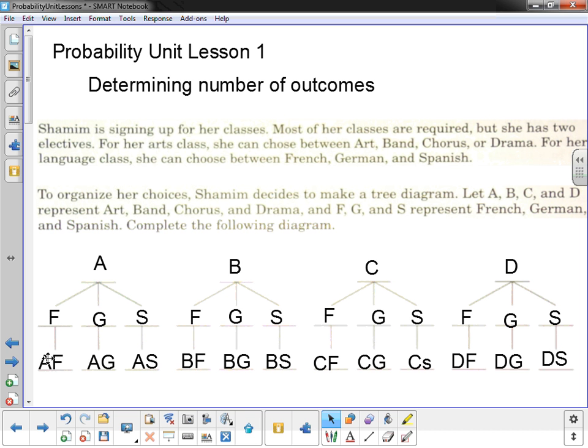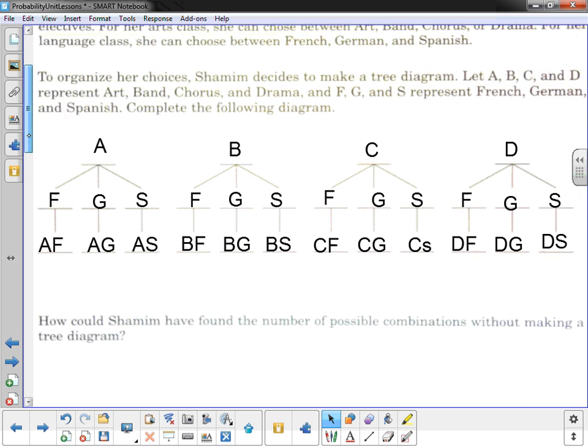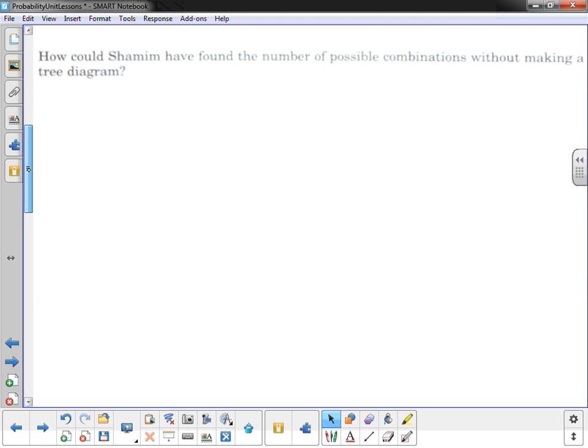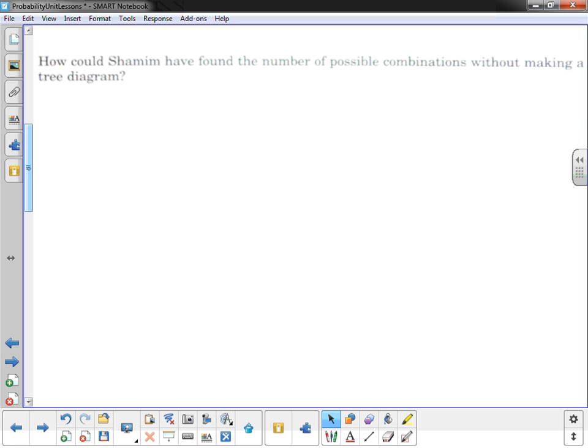What's the advantage of using this tree method? You can see what each outcome is. Say we had another class that she could take. She could take algebra or geometry, or both, but we won't go there. We could add that in here as well, and then look at all the outcomes all the way through. Now, is there a way to do this without having to make this tree diagram? That's the big thing we want to find out.